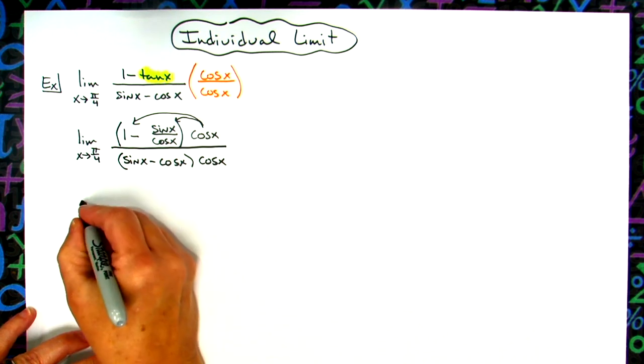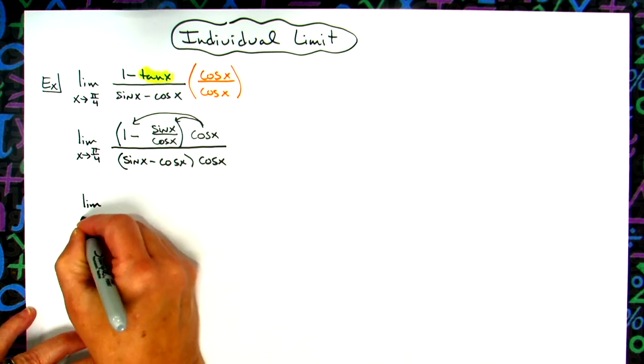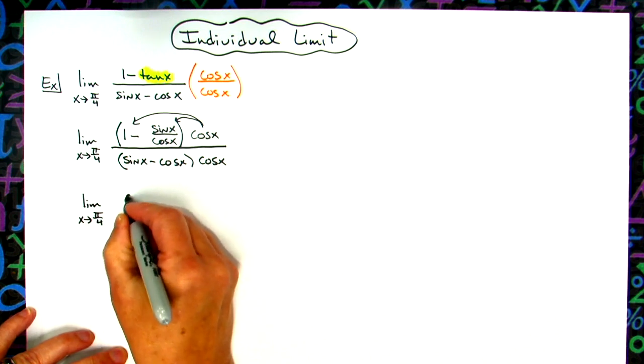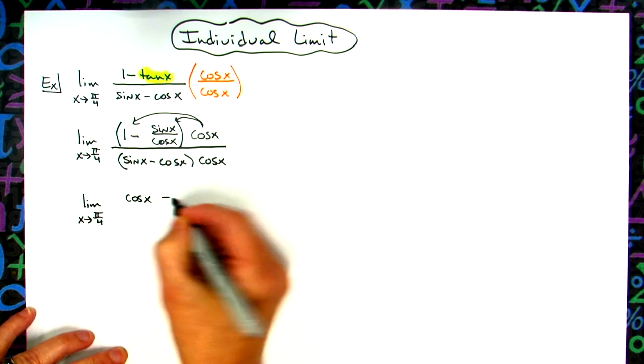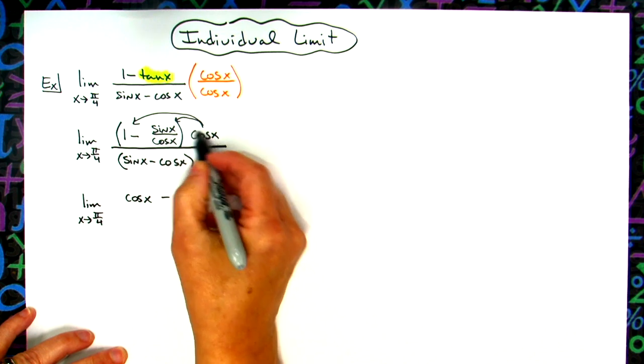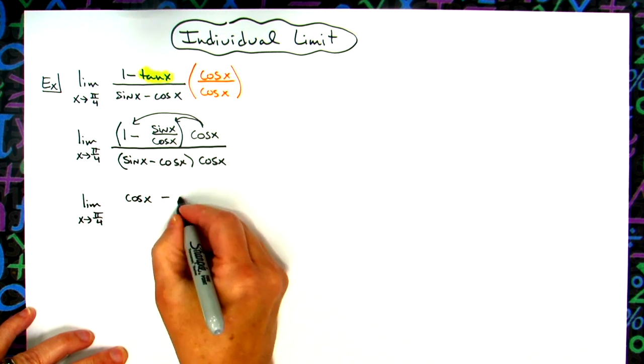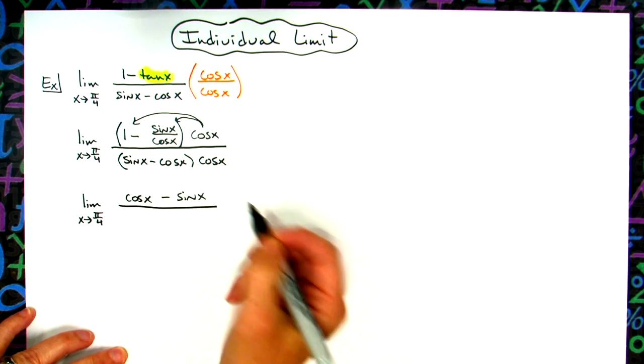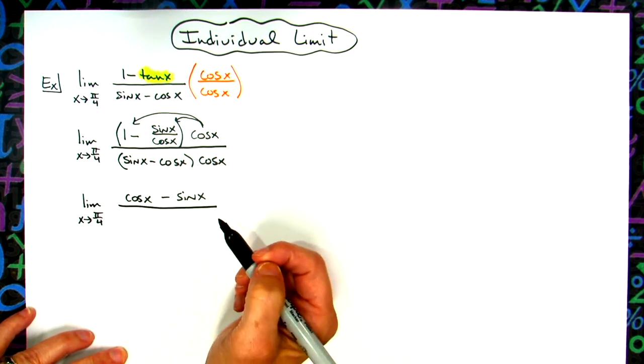All right, I am going to then distribute that cosine x there, and there's where the cosines are going to cross out. So then I'm going to have the limit as x approaches pi over 4. In the numerator, we will have a cosine x minus. When I multiply and distribute here, the cosines fall out. I will have a sine x. All right, in the bottom, I am not going to distribute or anything.